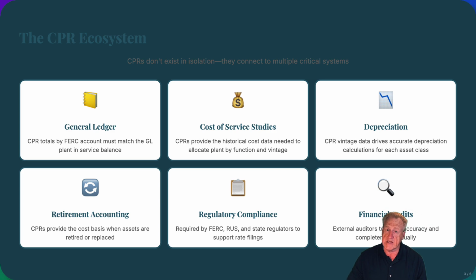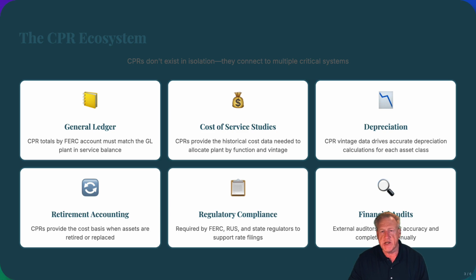Although they don't exist in isolation, they connect to multiple critical systems that you have in your financials of your utility or co-op. They tie directly into the general ledger. The CPR totals by FERC account must match the general ledger plant in service balance. If I add up the total CPRs of account 364, poles, towers, and fixtures, I should get the balance of that in the general ledger. And they provide that cost of service backup, as we said. Depreciation: CPR vintage data drives accurate depreciation calculations for each asset class.